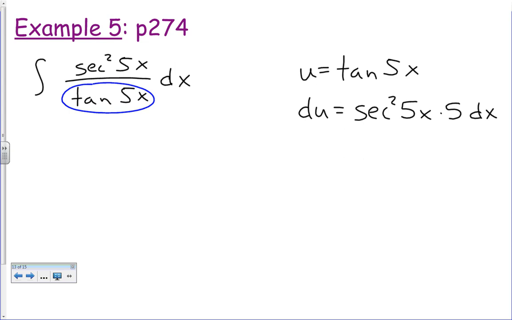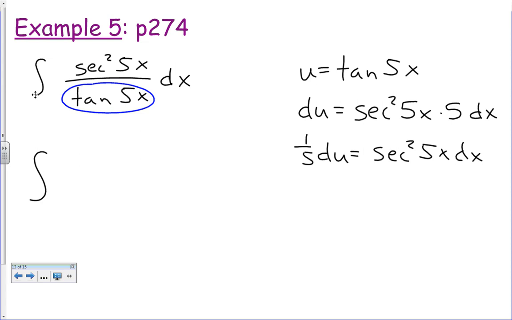I have secant squared of x dx, so I don't want the 5 there. So again, constants are okay to move to the other side. I'm going to move the 5 over there. So we get secant squared of 5x dx. And now I've got my substitution. So let's come over here and substitute in. So secant squared of 5x dx.